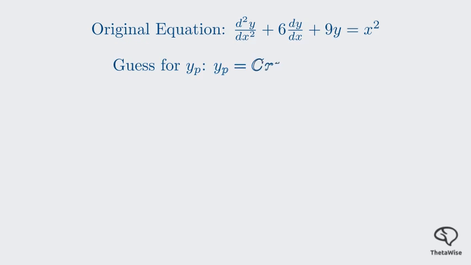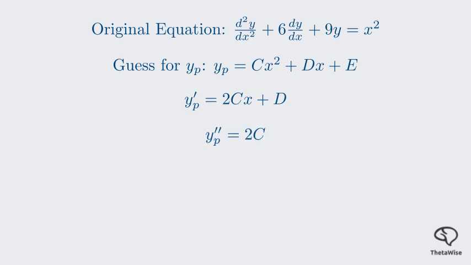Notice that this form of yp does not contain any parts from our complementary solution yc, so there is no need for modification. For this to be a solution, it must satisfy the original differential equation. This means we need its first and second derivatives. Let's calculate them. The first derivative, yp prime, is 2cx plus d. The second derivative, yp double prime, is 2c.